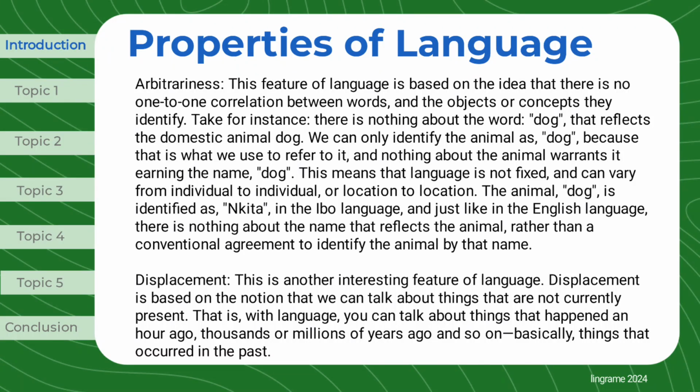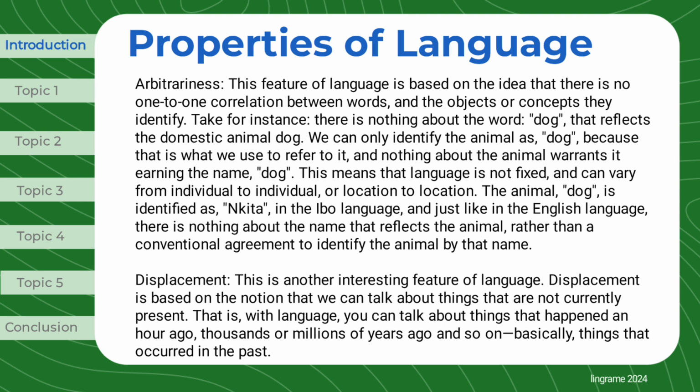Arbitrariness. This feature of language is based on the idea that there is no one-to-one correlation between words and the objects or concepts they identify. Take for instance, there is nothing about the word dog that reflects the domestic animal dog. We can only identify the animal as dog because that is what we use to refer to it, and nothing about the animal warrants it earning the name dog.